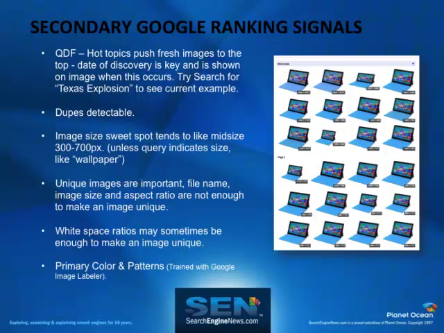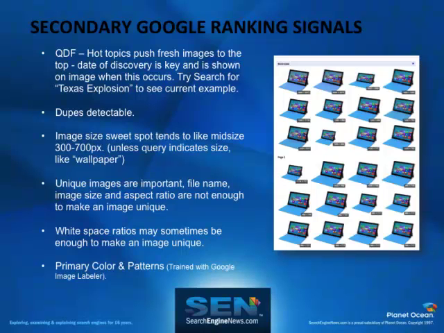Unique images are quite important. The file name, the image size, and the aspect ratio are not enough to make an image unique. Google's pretty good at finding dupes when it comes to this. Now, here's one thing that we did observe. White space ratios may sometimes be enough to make an image unique. I've got an example of that coming up here. The primary color and the patterns are what tend to do this.